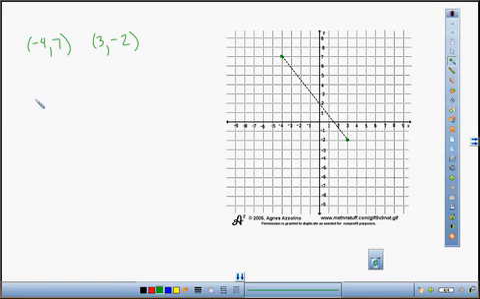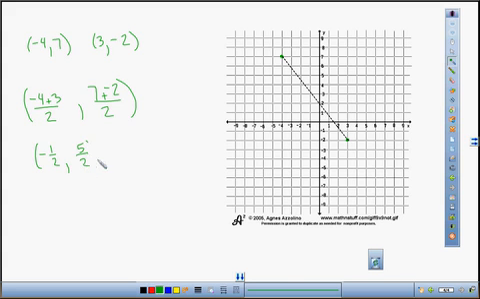So I'm going to add my x's. -4 plus 3, and then divide it by 2. Then I got to add my y's. 7 plus -2, all divided by 2. Let's do a little arithmetic. -4 plus 3 is -1. And -1 divided by 2 is -1/2. I'm going to leave it as a fraction. Okay? -1/2. 7 minus 2 or plus -2 is 5, and 5 over 2 is going to be 5/2.